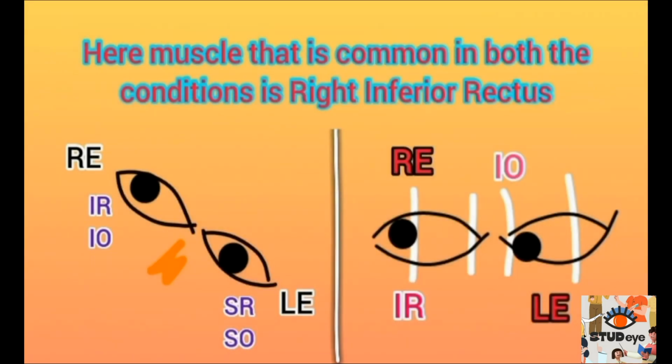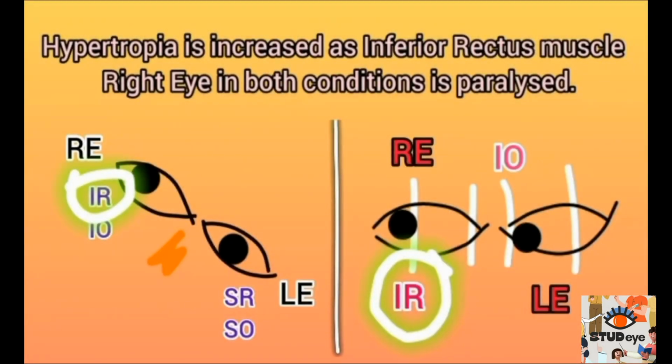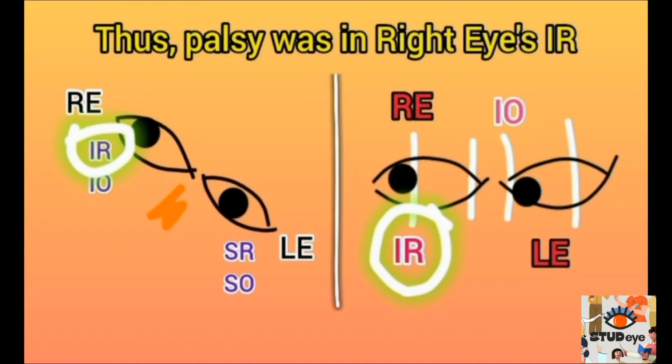So while comparing, we have observed that the muscle which is common in both conditions is the right eye's inferior rectus, right? So this means that when hypertropia was increased in the left head tilt and in the right gaze, the inferior rectus of the right eye was activated in both conditions. This means that the problem was actually in the inferior rectus of the right eye. So this means that there was a palsy in the patient's right eye inferior rectus, right? So this is how we have evaluated and confirmed the single muscle palsy out of the 8 cyclovertical muscles. So this is all about the Parks 3-step test.